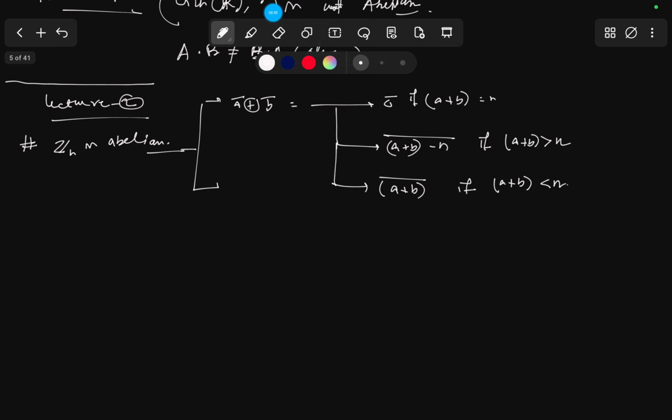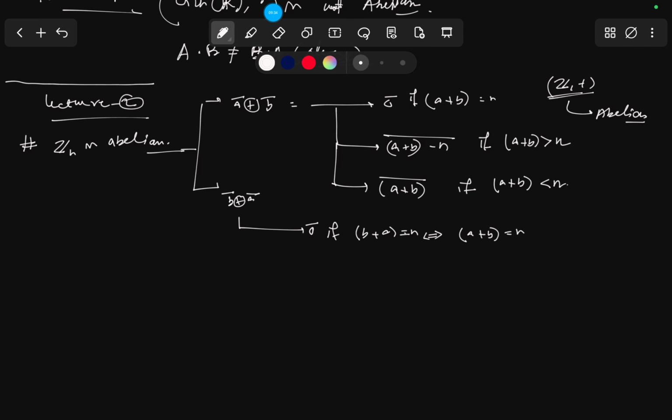Now what if we take b bar modulo addition to a bar? It will be 0 bar if b plus a is equal to n. Now b plus a is addition under Z plus only, and Z plus is abelian, right? And a and b both are integers. So a plus b is the same as b plus a, right? So b plus a is equal to n if and only if a plus b is equal to n.